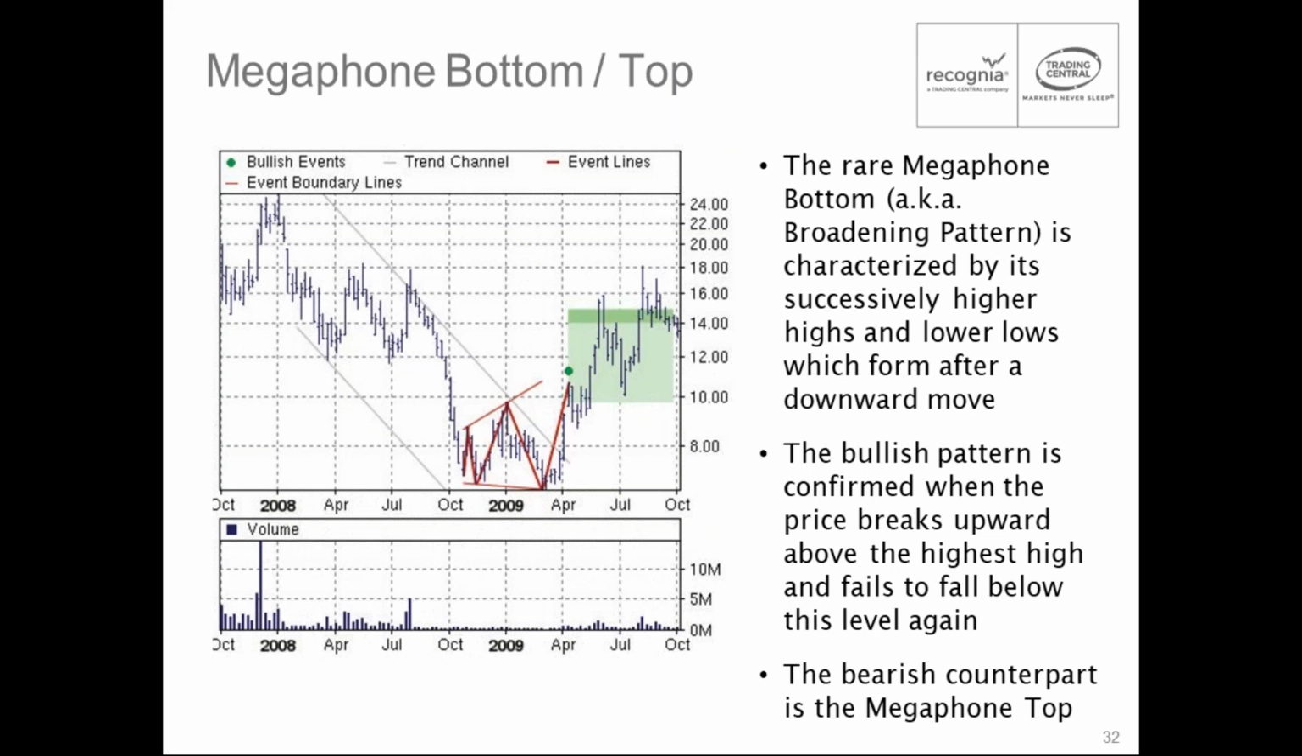However, at some point, either buyers or sellers get control of that market. In the case where we break out above the upper level of resistance, that's a megaphone bottom, that's a bullish event. And in the case where sellers get control, we break out below the lower level of support, that would be a megaphone top.